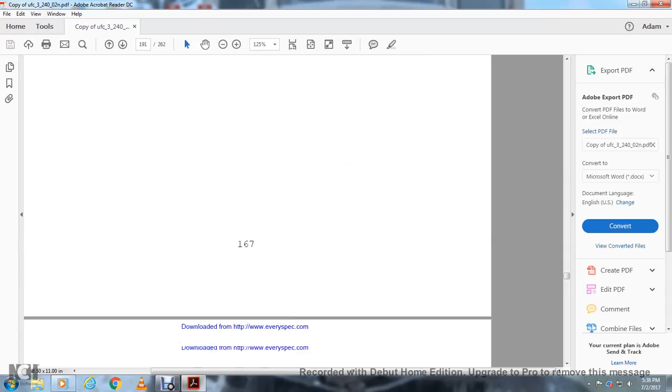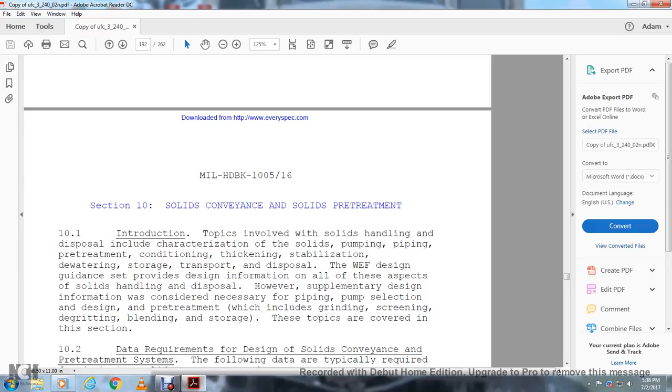Section 10. Solid conveyance and solid pretreatment.